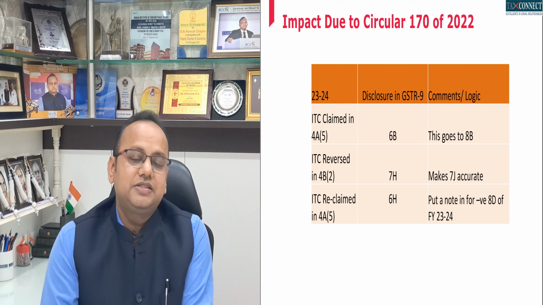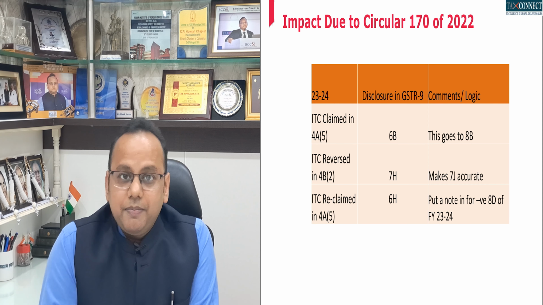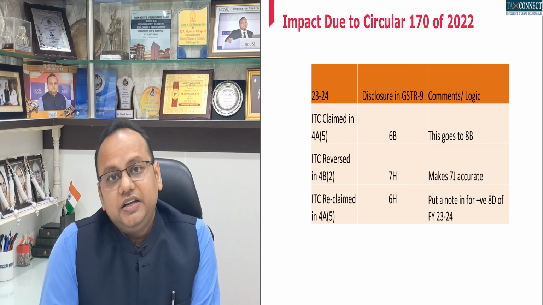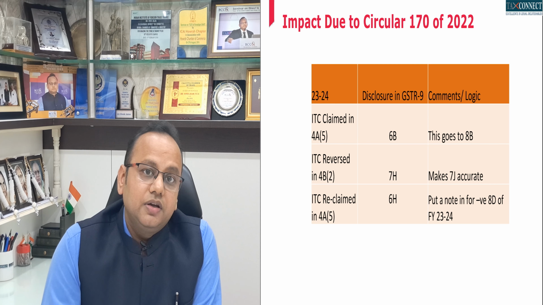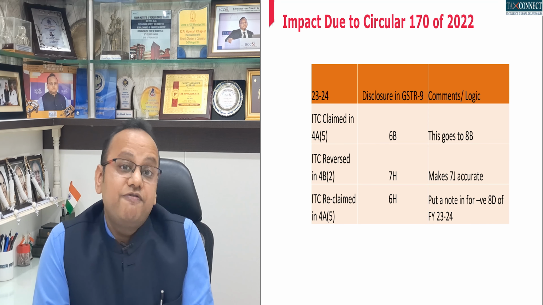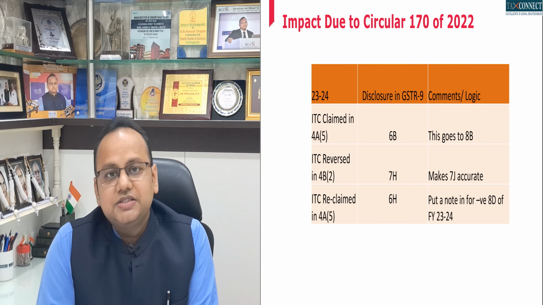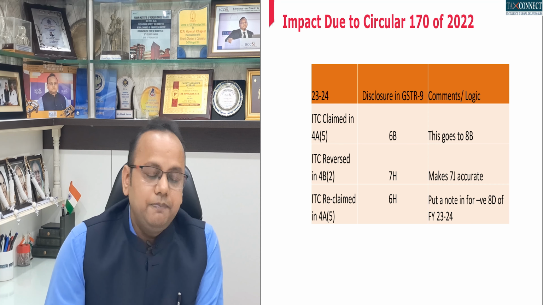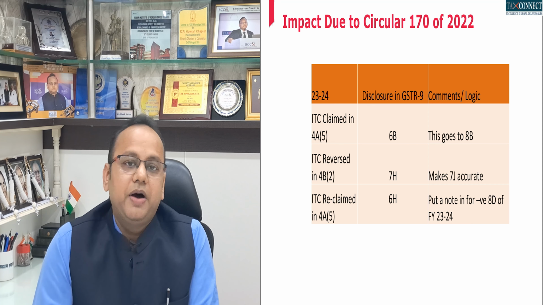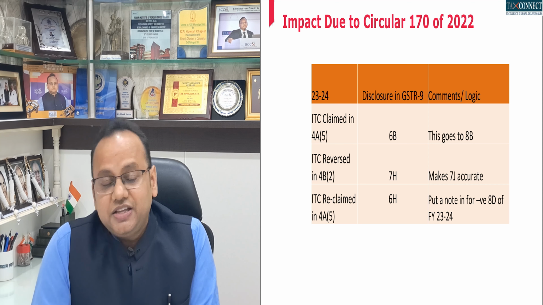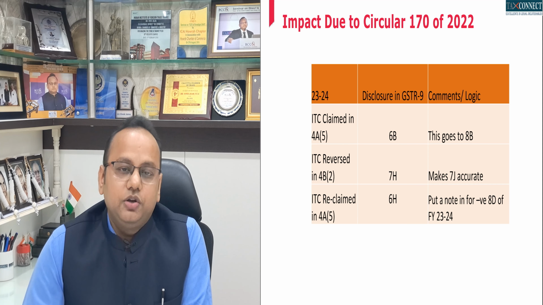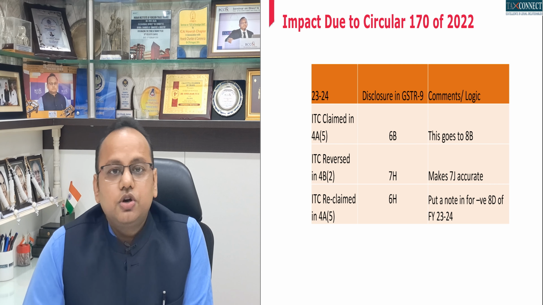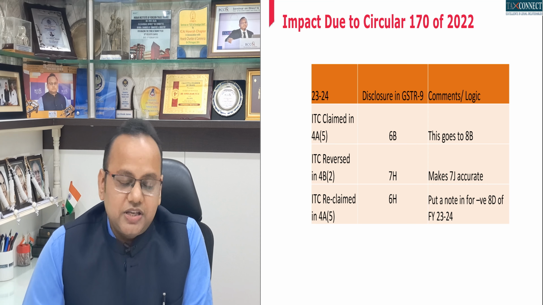So, this results in the same ITC being reflected twice in table 6A of GSTR 9. However, one part, that is the first availed part of input tax credit, you need to disclose it in table 6B, and the next reclaimed part you need to disclose it in table 6H of GSTR 9. And of course, the temporary reversal in 4B2 you need to disclose it in 7H of GSTR 9. So, your 7J is sacrosanct.